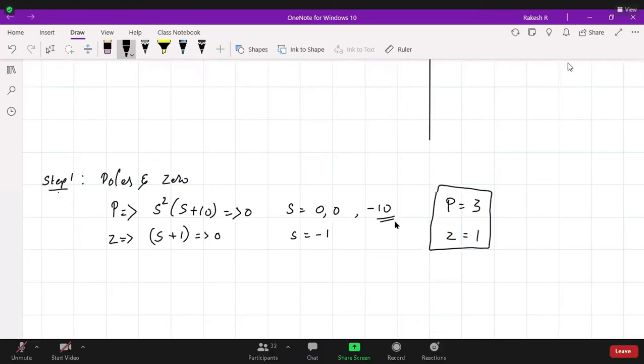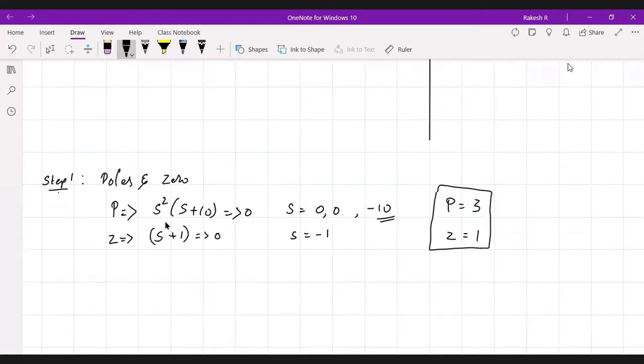Sir, s = 0, 0 are both the same roots. Why do we need to take two roots, why can't we take one? Yes, this is a good question. When we have repeating roots lying on the imaginary axis, the system is unstable. These are repeating roots, so we need to consider two roots here.